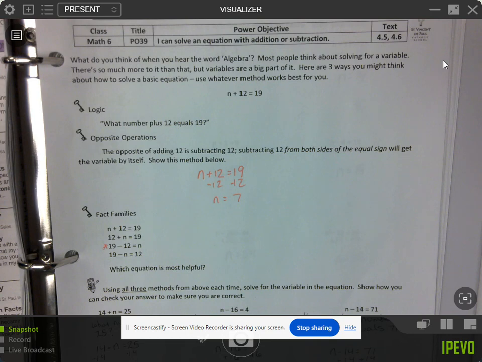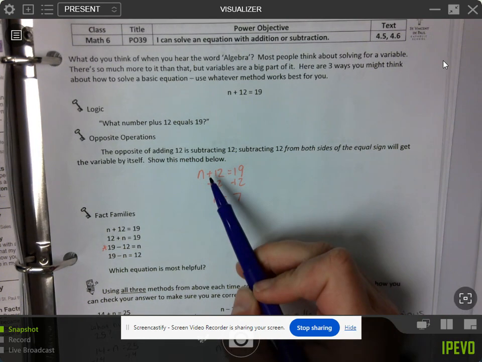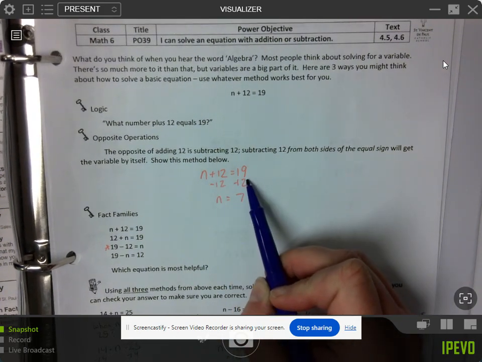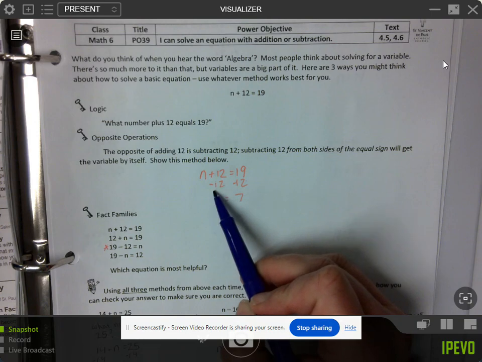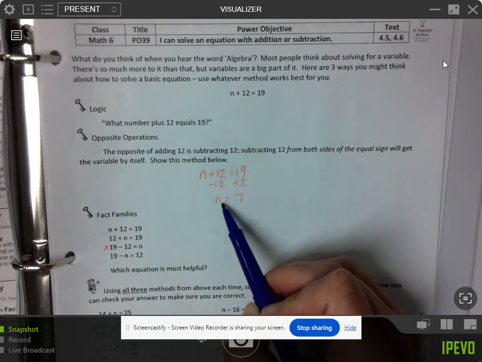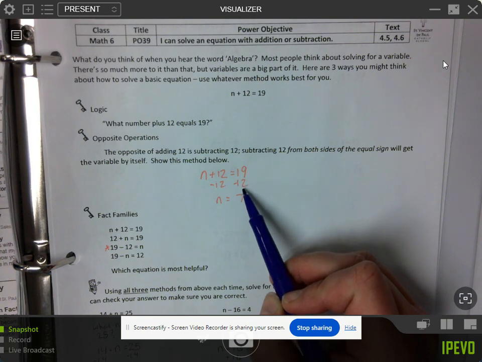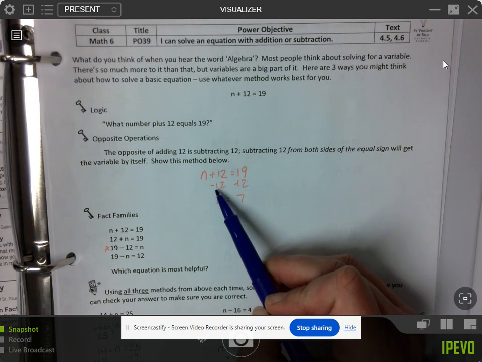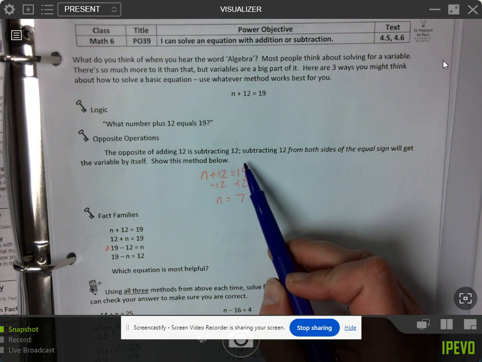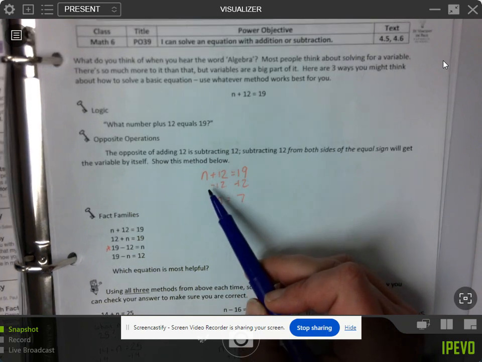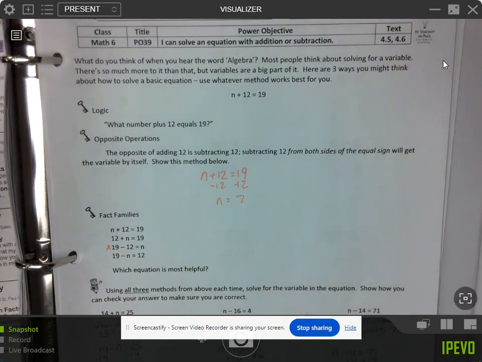Now, yesterday when I was doing the lesson, I was having a little bit of technical difficulties with my smartboard. So things to keep in mind, when I said minus 12, you're subtracting 12 from both sides. So plus 12 minus 12 canceled out, so we were left with just that n. Then we had 19 minus 12, and we got the 7. So remember, if we subtracted it from this side of the equal sign, we have to subtract it from this side. Whatever you do to one side, you do to the other.